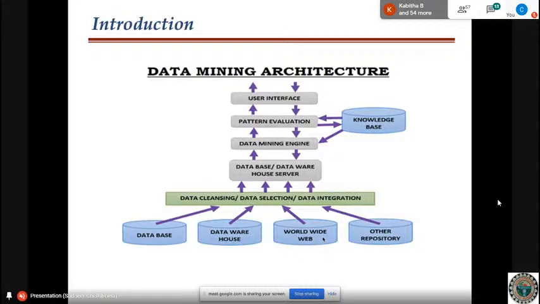Most probably from my side, whatever the data is, it is coming from different databases, data warehouse, web, and other repositories. On top of it, I place the data cleansing, data selection, and data integration. What is data cleansing? As I explained, there will be some missing data, right? In the data, not everything will be recorded. So that is data cleansing.